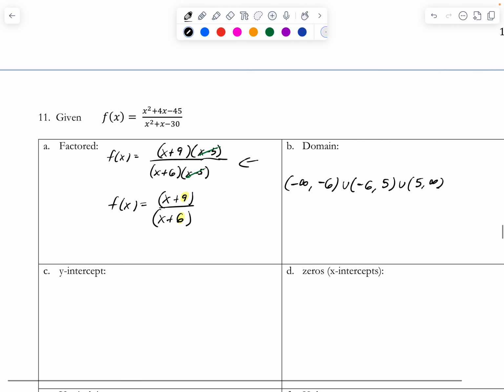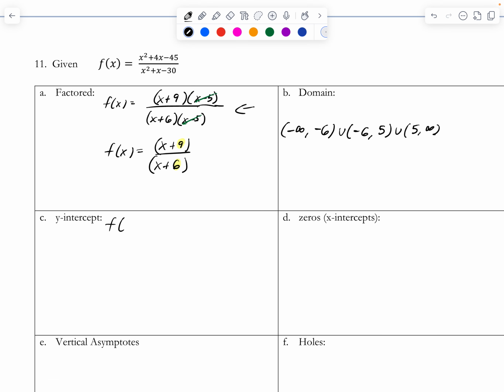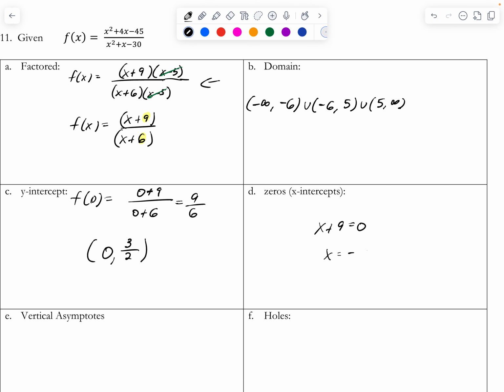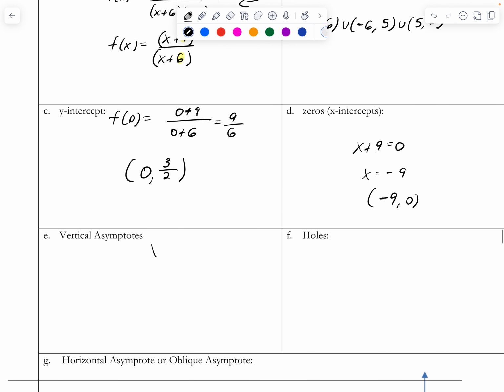Y-intercept, I'm going to plug into what's left, which is 0 plus 9 over 0 plus 6, which is 9/6, which reduces to 3/2. X-intercepts, remember, set the numerator equal to 0 after you've fully factored. So I have x equals -9 or -9 comma 0. Vertical asymptotes, set the denominator equal to 0, so I get the same vertical asymptote as before, x equals -6.